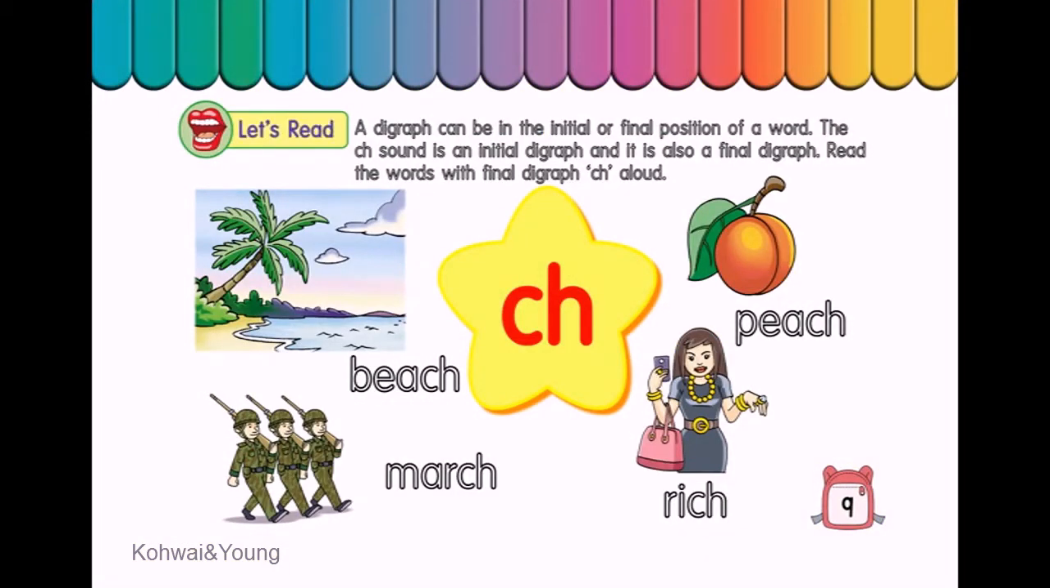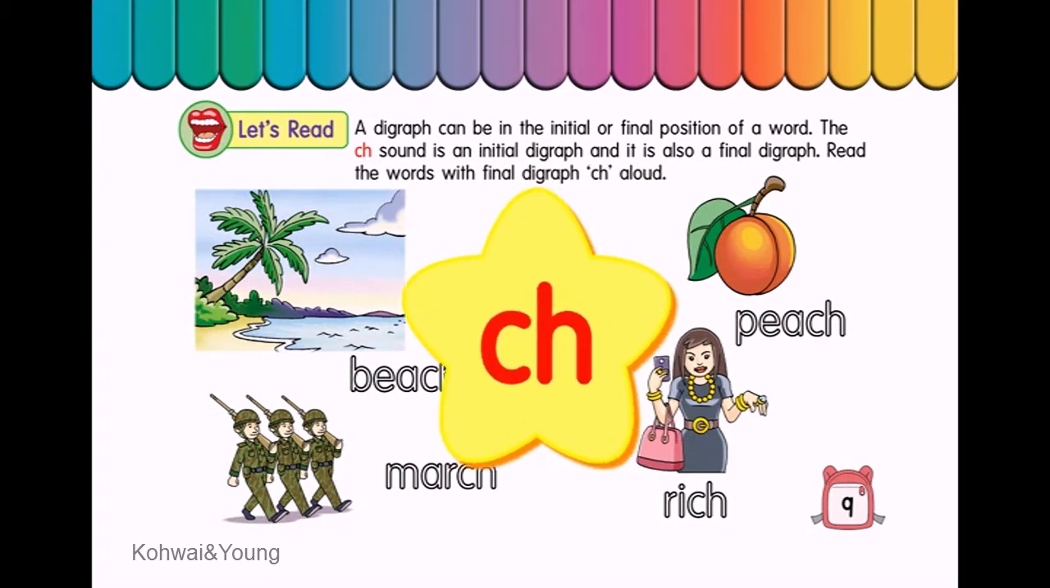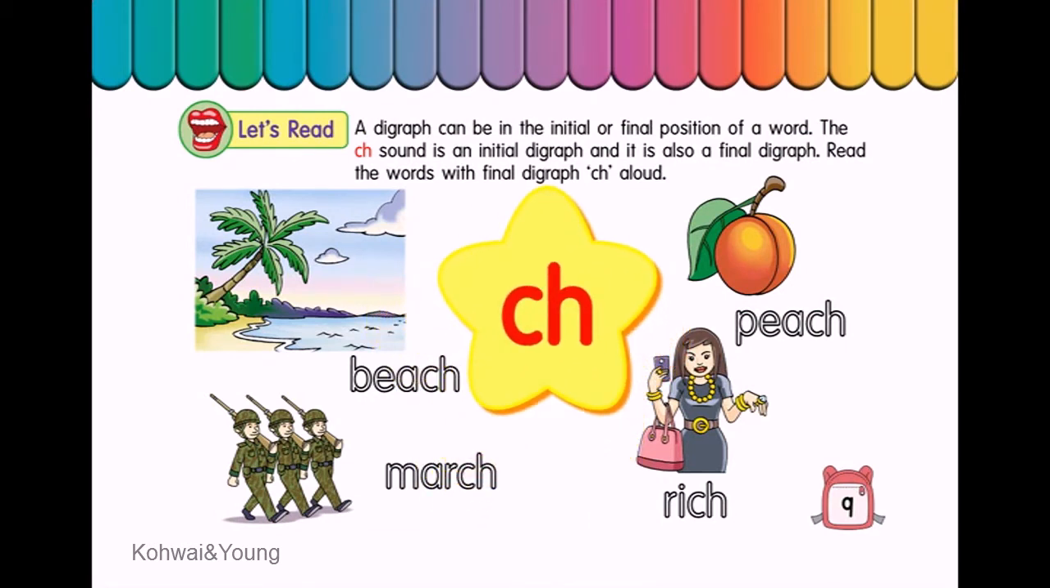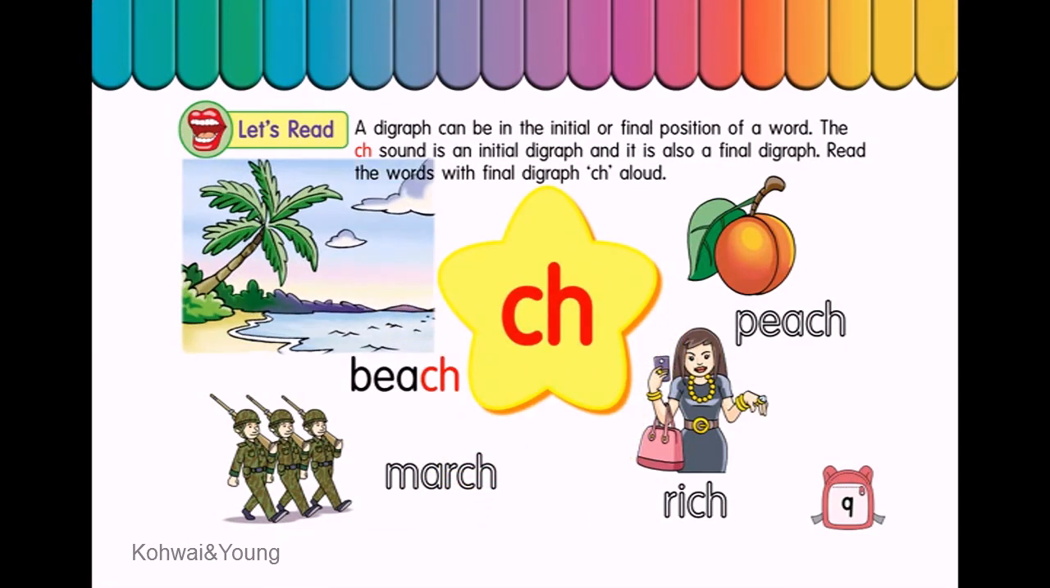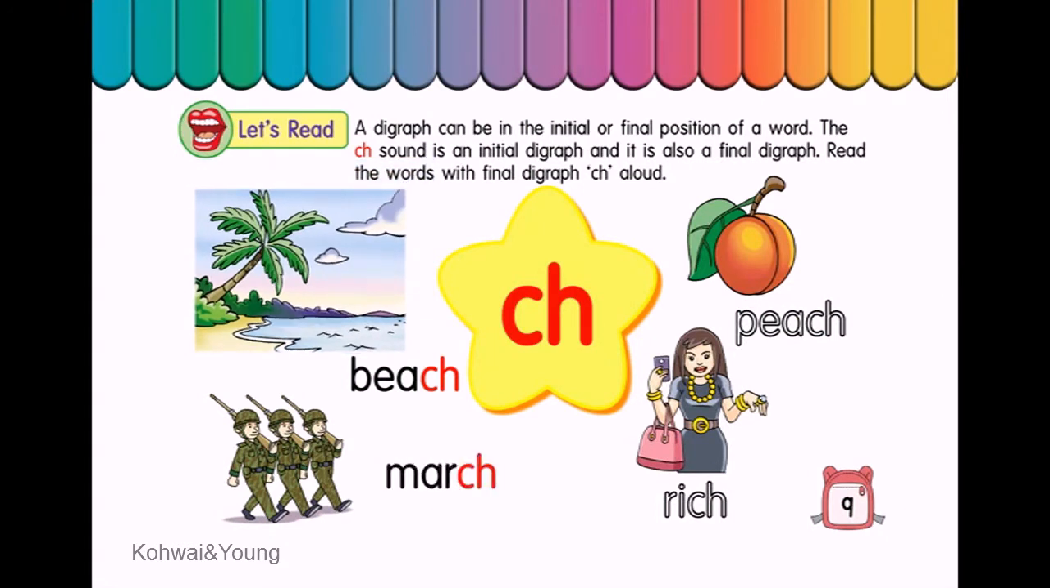Let's read. A digraph can be in the initial or final position of a word. The ch sound is an initial digraph and it is also a final digraph. Read the words with final digraph ch aloud. Beach, March, peach, rich.